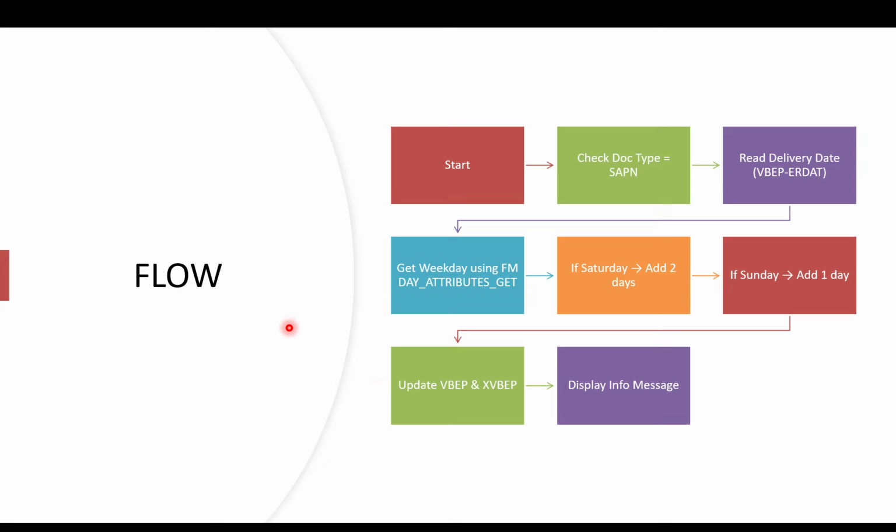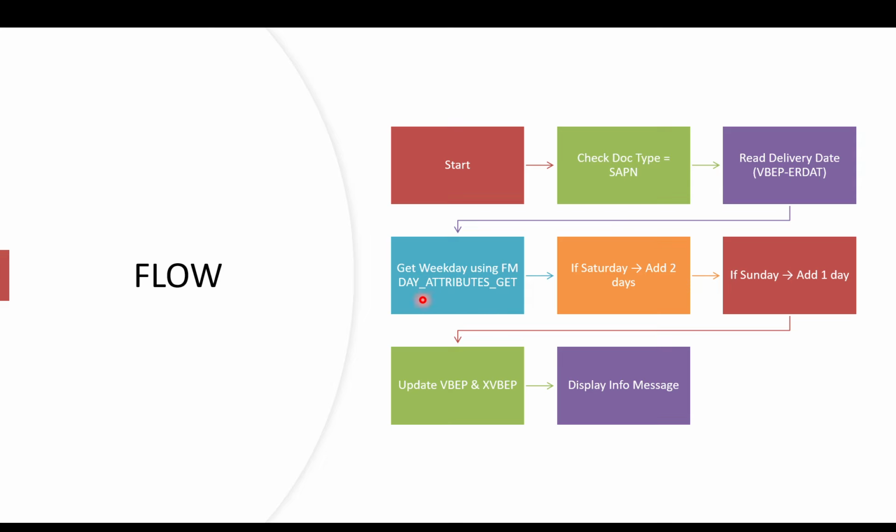So let me show you the flow. First, the flow is when the sales order is created, we have the target document type. Let's say this requirement will only work for the document type SAPN. Let's assume that is the business requirement. So if the document type is SAPN, then it will take the delivery date of the document, VBEP-EDATU. Once it gets the delivery date, it will pass it to this FM, DAY_ATTRIBUTES_GET.